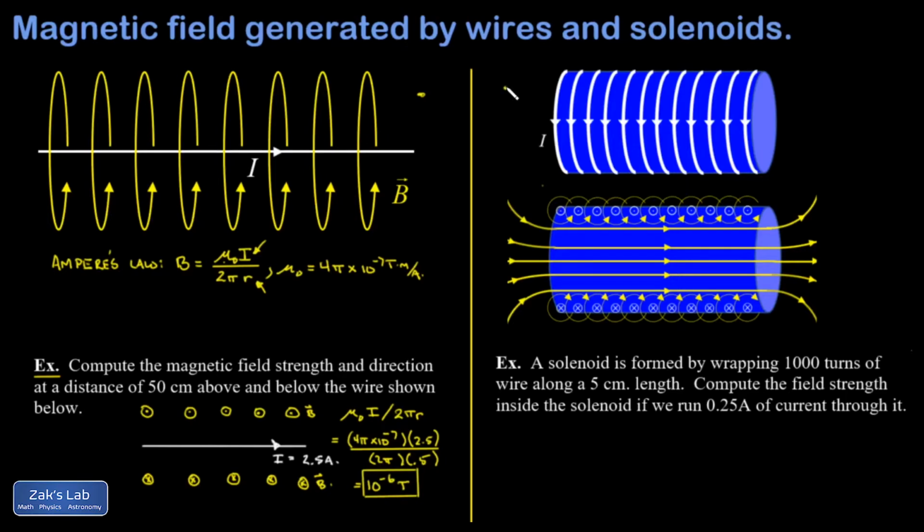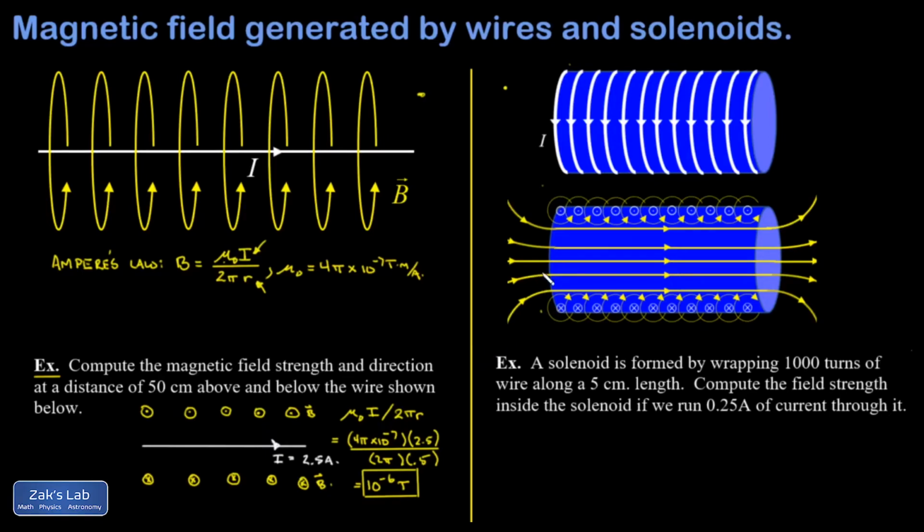On the right side of the screen, we're talking about the field generated by a solenoid, so this is a perfect cylindrical coil of wire. I've shown the current running down the face that's closest to us, which means it's running up the face that's farthest from us and coming out of the page at the top of the solenoid and into the page at the bottom of the solenoid.